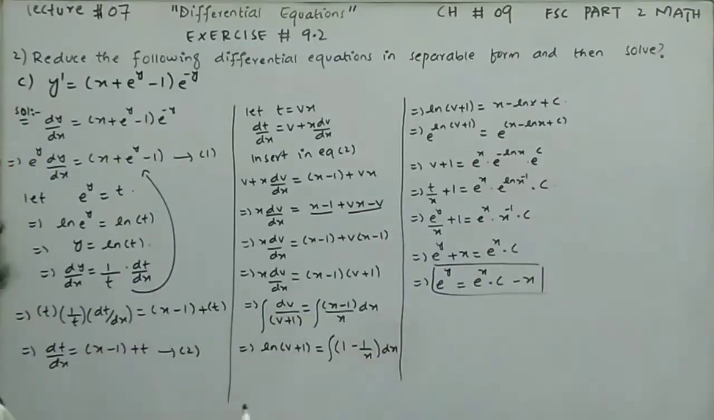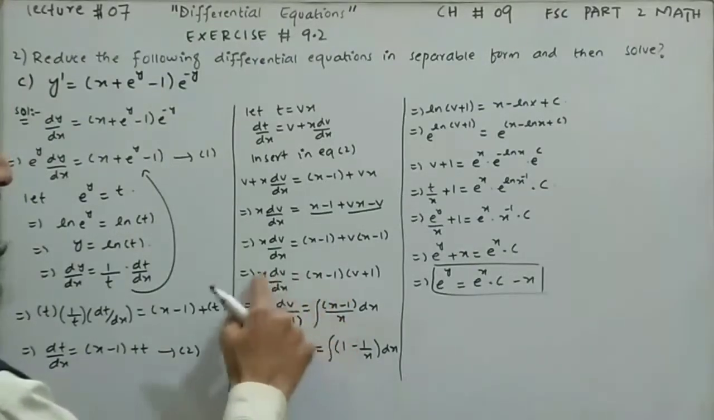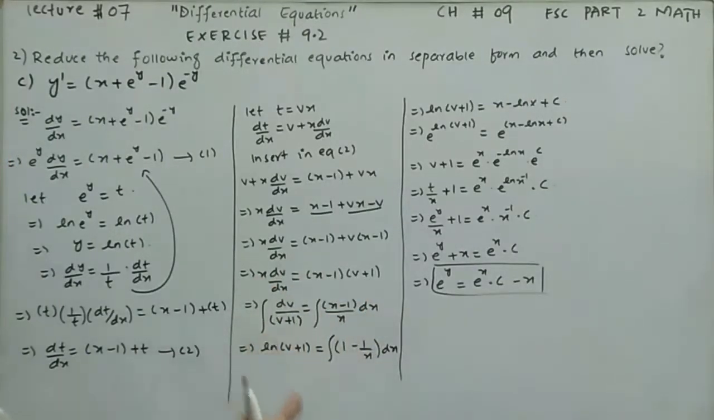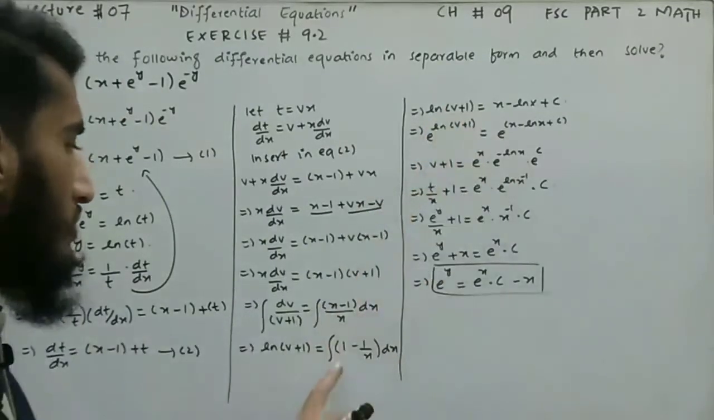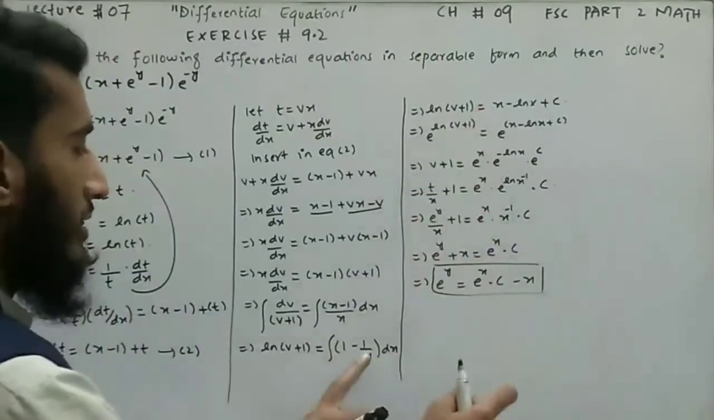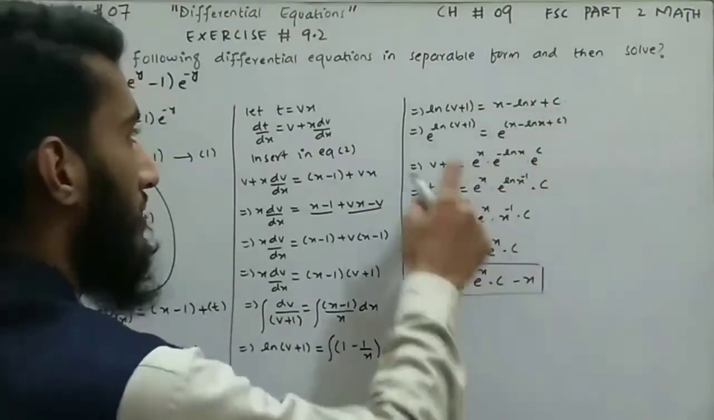Now using the separable differential equation, shift dx and x minus 1 on this side and v plus 1 on this side. Using integration it will give us this. Further, ln of v plus 1 is equal to integration of 1 over x, so integration of minus 1 over x is minus ln x plus constant of integration.